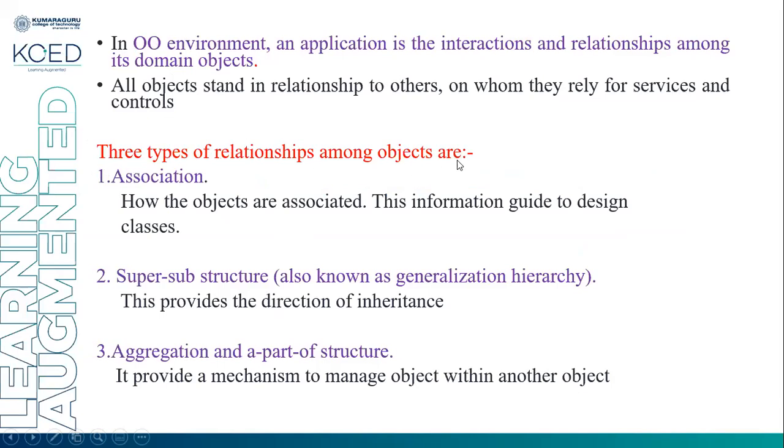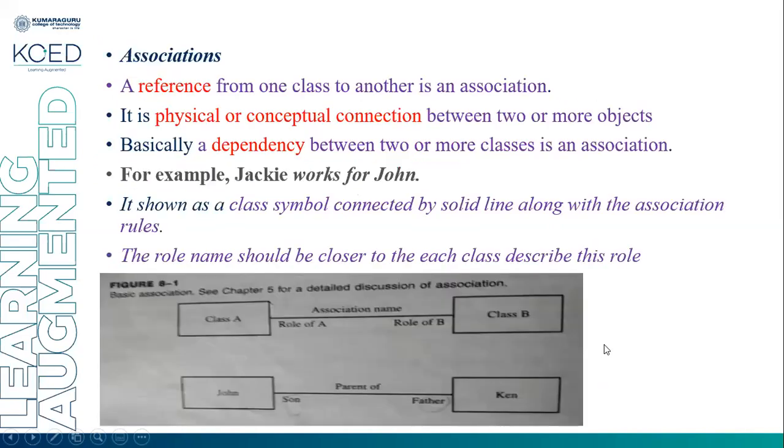Three types of relationship among the objects are: first, association, how the objects are associated, the information that guides the design of the classes. Second, superclass-subclass structure, also known as a generalization hierarchy, which provides the direction of inheritance. Third, aggregation and a part-of structure, which provides a mechanism to manage the objects within another object.